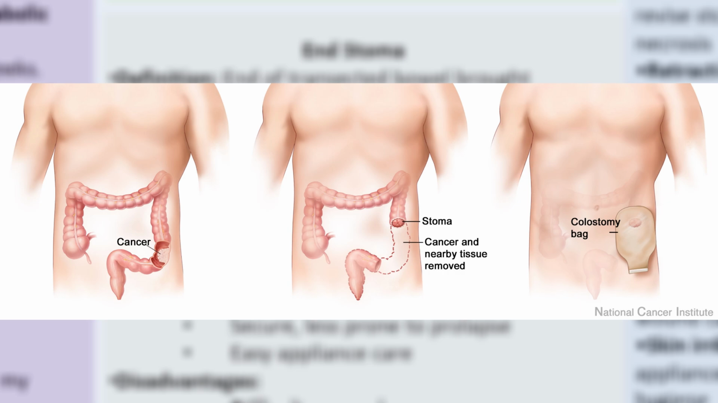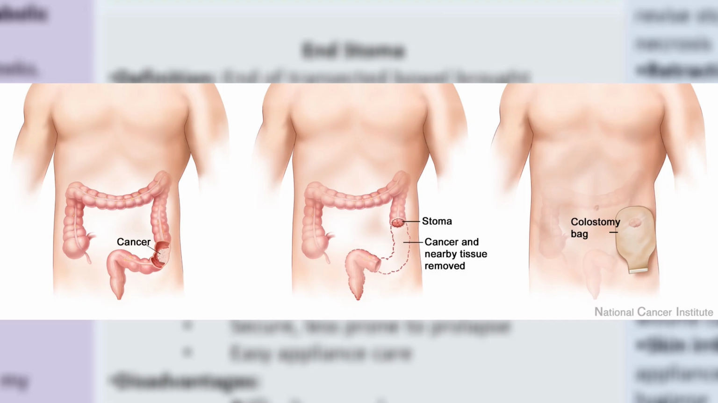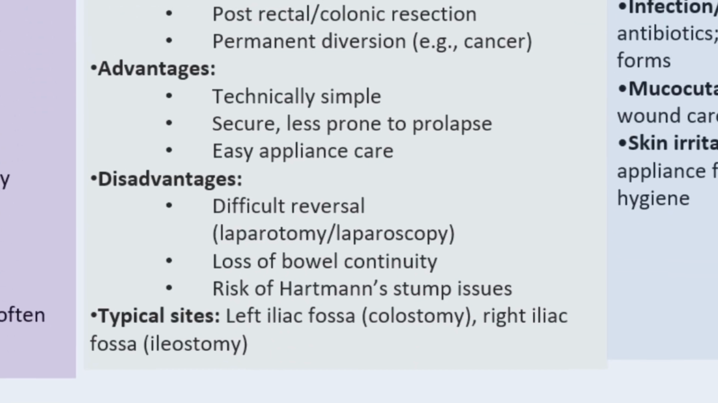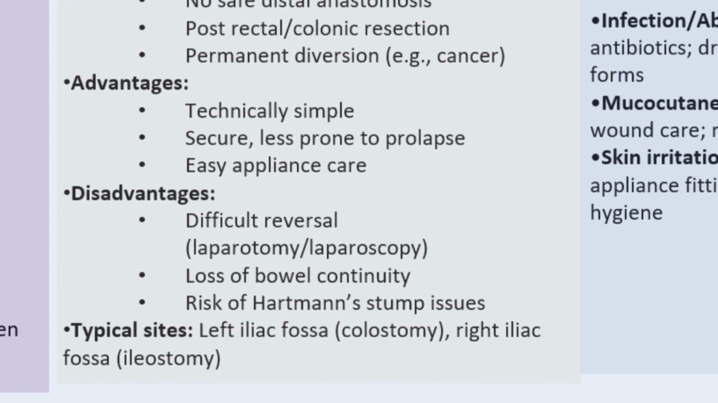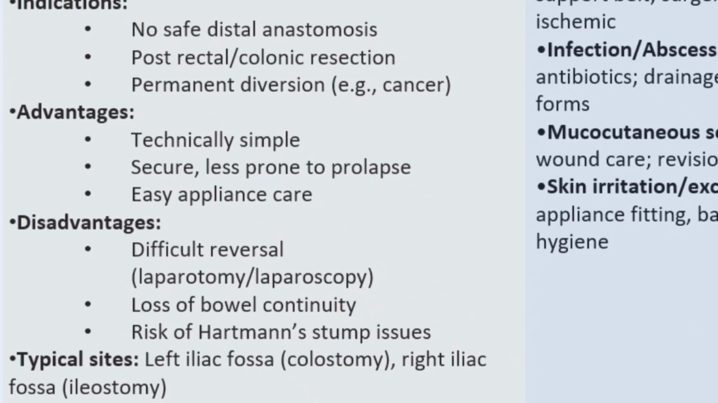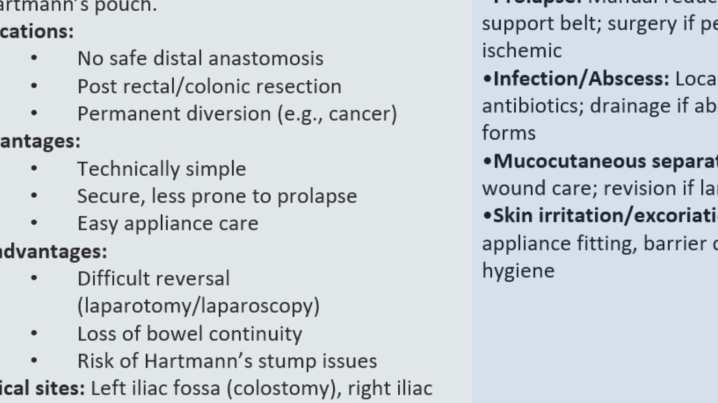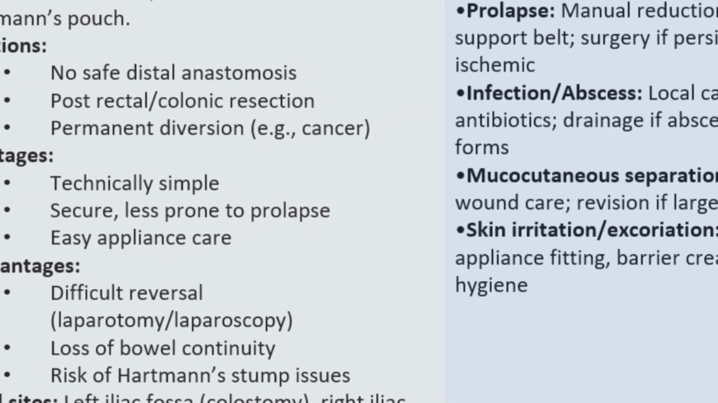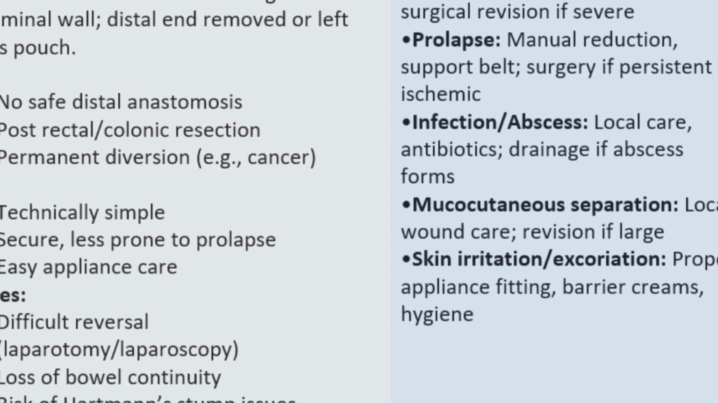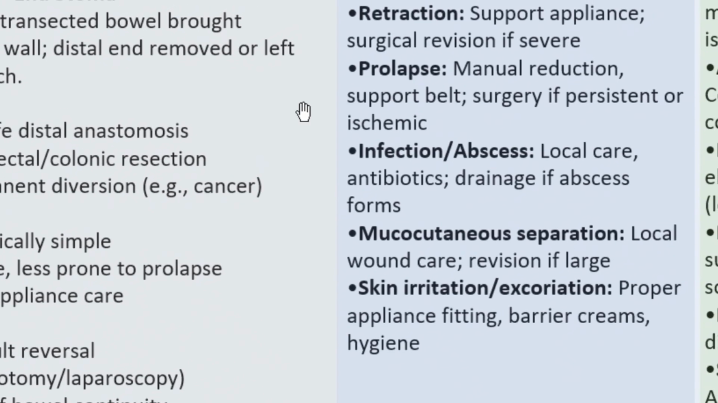The advantage of it is that it's technically simple, it is secure and less prone to prolapse. The appliances are easy to take care of and put. The disadvantages are it has difficult reversal, the laparotomy, loss of bowel continuity, and the risk of Hartmann stump issues. For example, that stump sometimes may contain secreted mucus, things like that, and that could cause a lot of problems. Typical site is in the left iliac fossa if it's a colostomy, and if it is an ileostomy, it's going to be in the right iliac fossa.